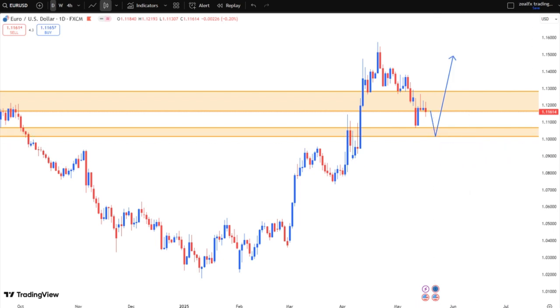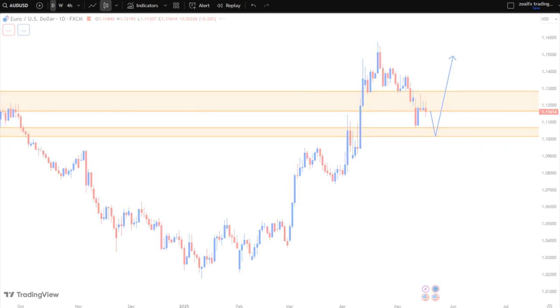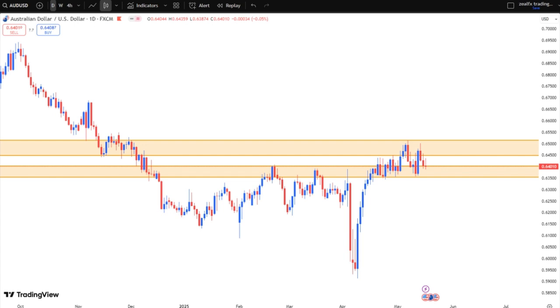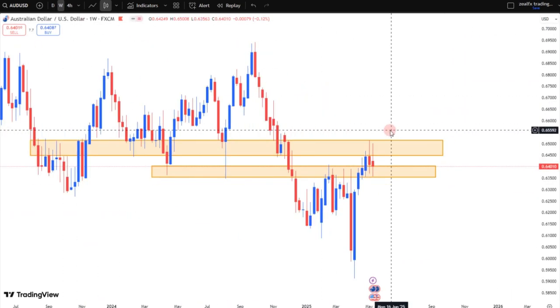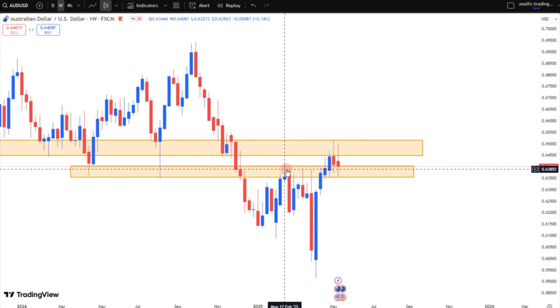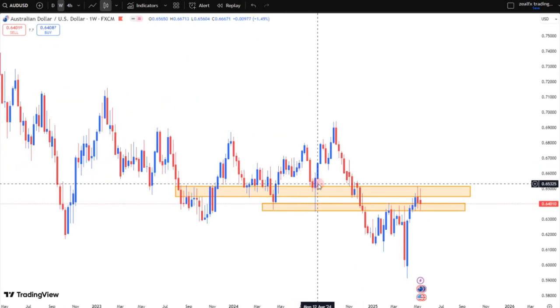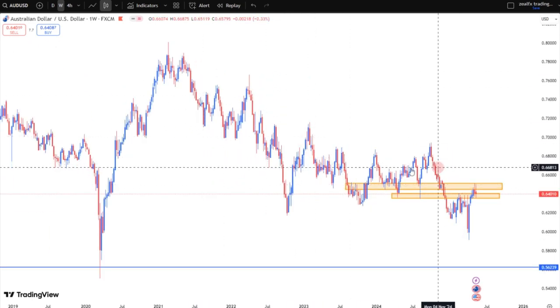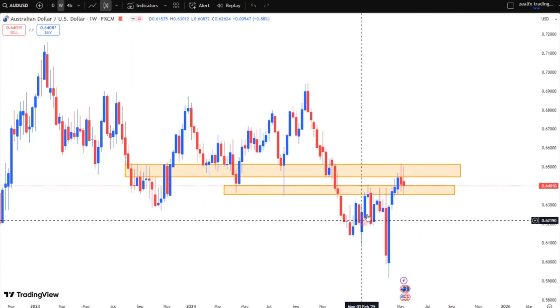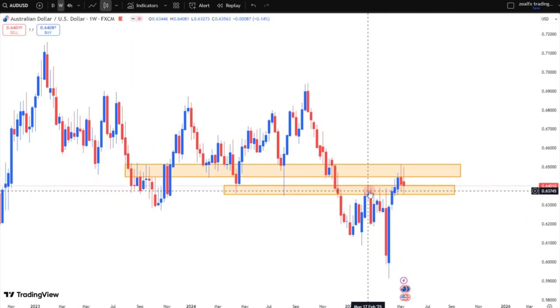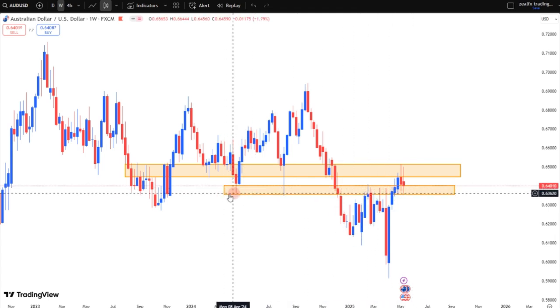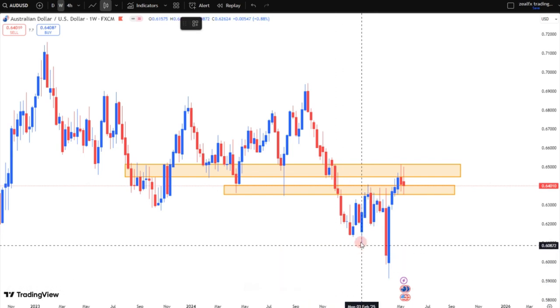Let's go to our next pair, which is the AUD/USD. AUD/USD on the weekly chart has currently broken out of this lower high. You can see the AUD/USD has a downtrend structure, but price broke out of this lower high, which signifies something fishy on the AUD/USD, and price is currently on a support level. So we see price on this support level, and we also have this level still standing.